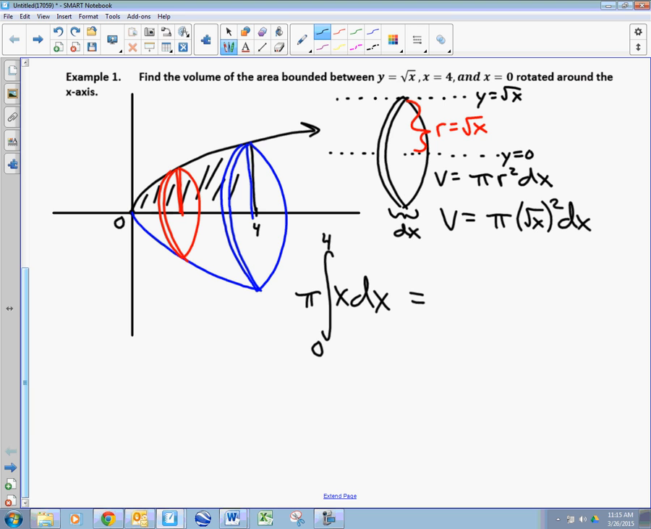What's the antiderivative of x? And that will be multiplied by pi. Evaluate that from 0 to 4. Plug in 4. What do you get? 16 over 2, which is 8. So 8 pi is the exact volume.